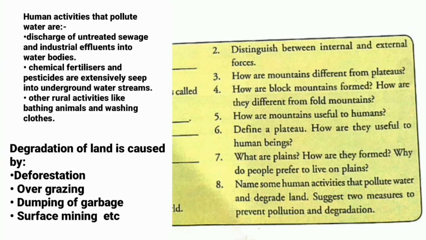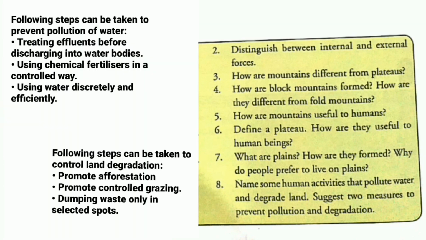So we'll put the heading as, following steps can be taken to prevent pollution of water. First, treating effluents before discharging into water bodies. Second, using chemical fertilizer in a controlled way. And third, using water judiciously and efficiently. Now, the following steps can be taken to control land degradation. First, promote afforestation, promote controlled grazing, and dump waste only in selected spots. Right? So this was our answer number 8.